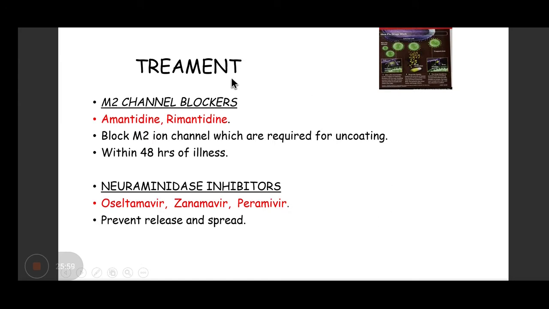For treatment of influenza, there are two types of drugs available. One are M2 channel blockers, amantadine and rimantadine. They block the M2 ion channel, which is required for uncoating, within 48 hours of illness. The others are neuraminidase inhibitors, oseltamivir, zanamivir, peramivir. They prevent relapse and spread. These antiviral drugs give the best results if they are given within 48 hours of infection.